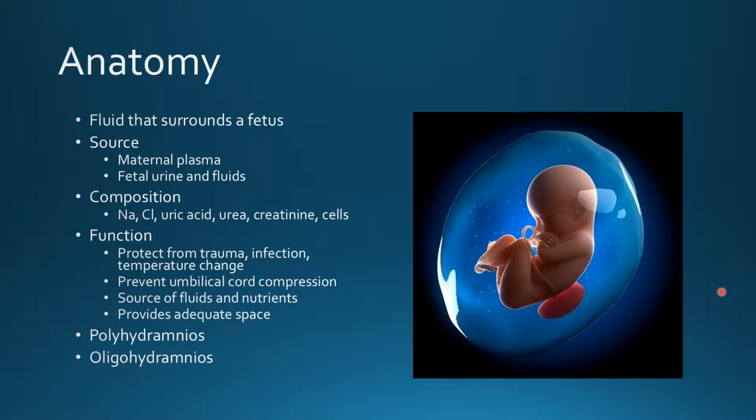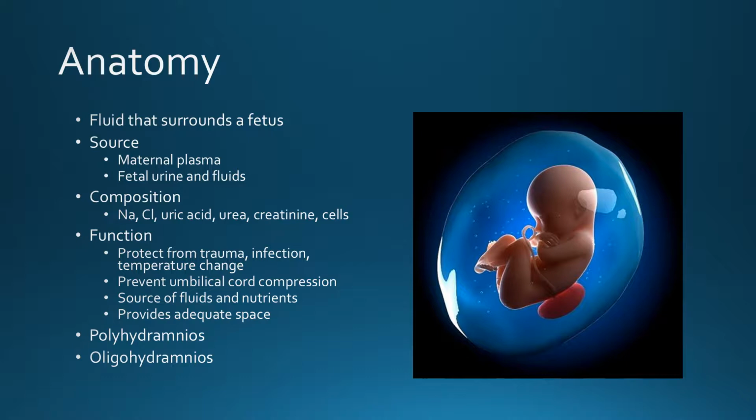The purpose of the amniotic fluid, obviously, is to protect the fetus from trauma, as well as infection and temperature change. We want to keep all those things consistent because the fetus is not able to protect itself. It's also meant to protect the fetus from umbilical cord compression. In particular, floating free in a fluid environment reduces the possibility that the cord will be compressed and restrict blood flow to the fetus.